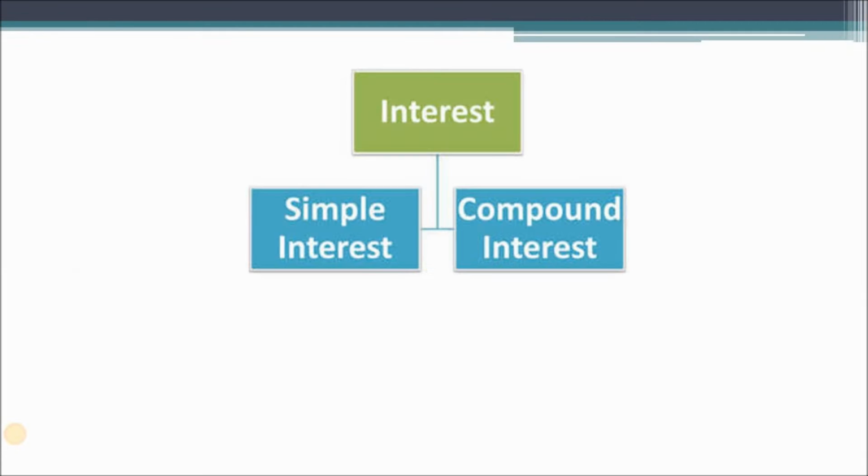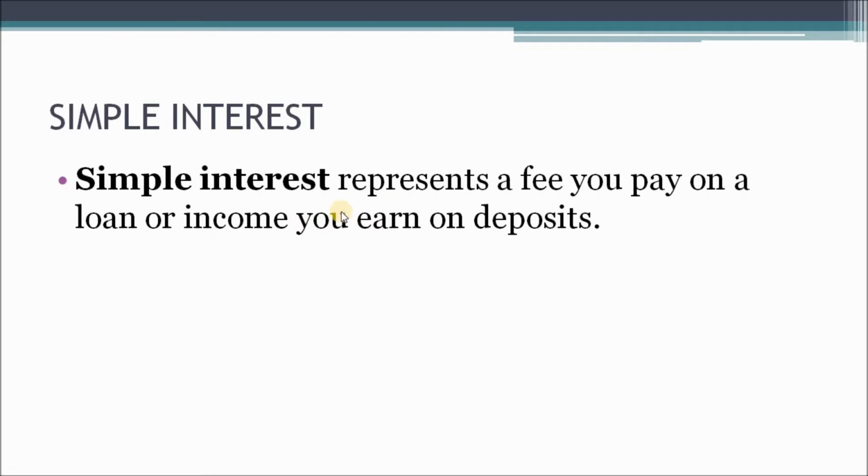So there are two types of interest: simple interest and compound interest. What is the difference between the two? Simple interest represents a fee you pay on a loan or income you earn on a deposit. This is where you deposit money in the bank and you earn interest, or a top up of that money. That is called simple interest.